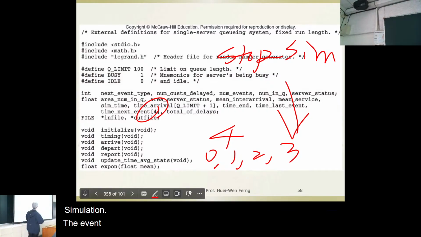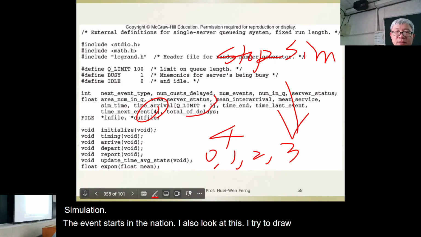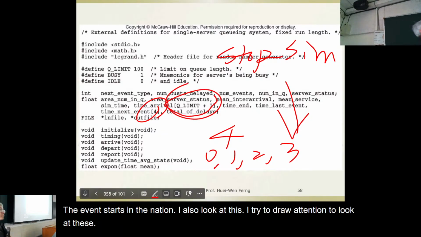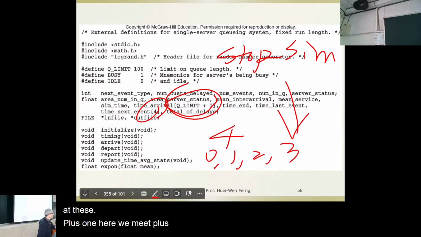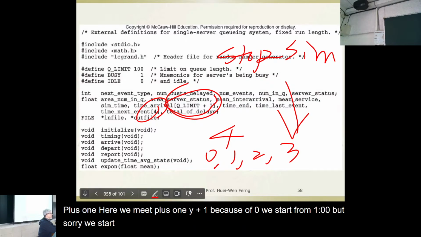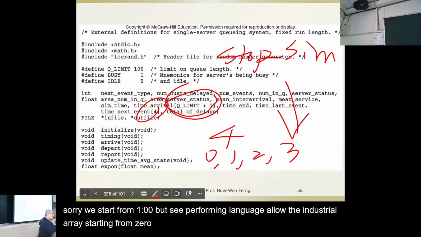And also look at these. I try to draw your attention to these. Plus 1. Here, plus 1. Why plus 1? Because of 0. We start from 1, but the C programming language allows the index for an array to start from 0. So that's why we have the size plus 1.